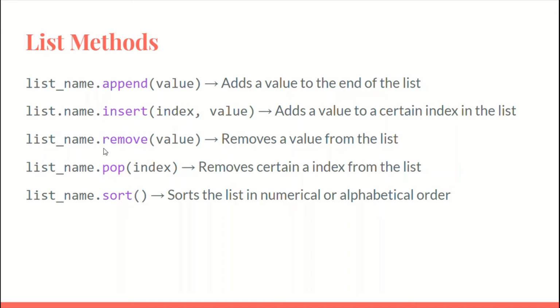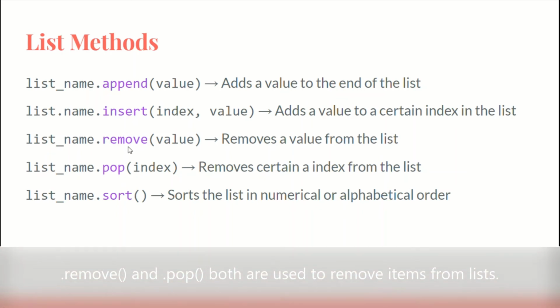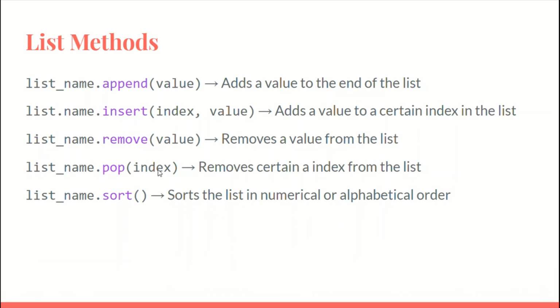The third method is .remove. So what this does is it removes a value from the list, and you enter the value that you want to remove over here. The fourth one is .pop. So this one is also very similar to remove, but it's just a little different. So what this does is it removes a certain index from the list. Instead of stating the value in the parentheses, you have to state the number, which index you want to remove.